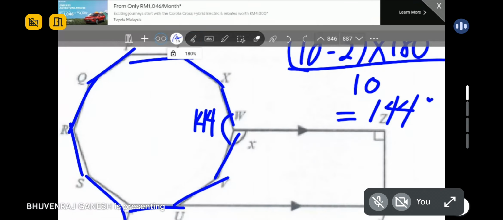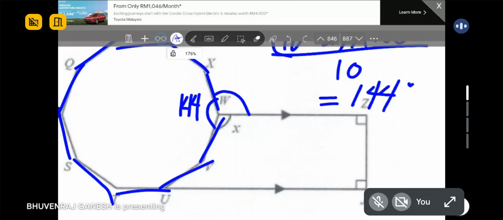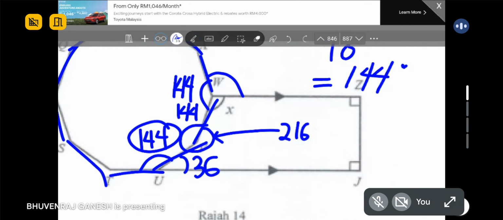Satu sudut, 144. So now you guys need to find this lah. Kamu kena cari yang ni. Okay. So this one also 144 kan. Okay. So this one is 36. Straight line. Garis lurus. So 36. 180 tolak 144, 36. Okay. So you guys boleh cari X lah. Yang ni, yang ni. This one 144. So yang ni 360 minus 144. So jawapan dia 216.